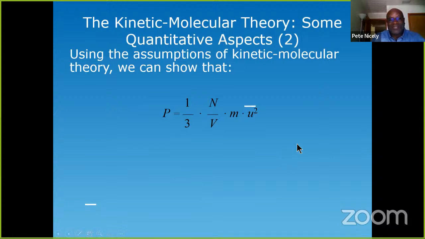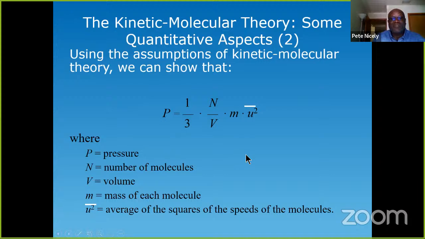Now, based on those assumptions, we can derive this equation. You don't need to memorize this, and I'm not going to show you how this equation is derived. All I'm going to say is that this equation is a result of the assumptions that we were talking about in the previous slide. And let me just explain what each of these terms mean.